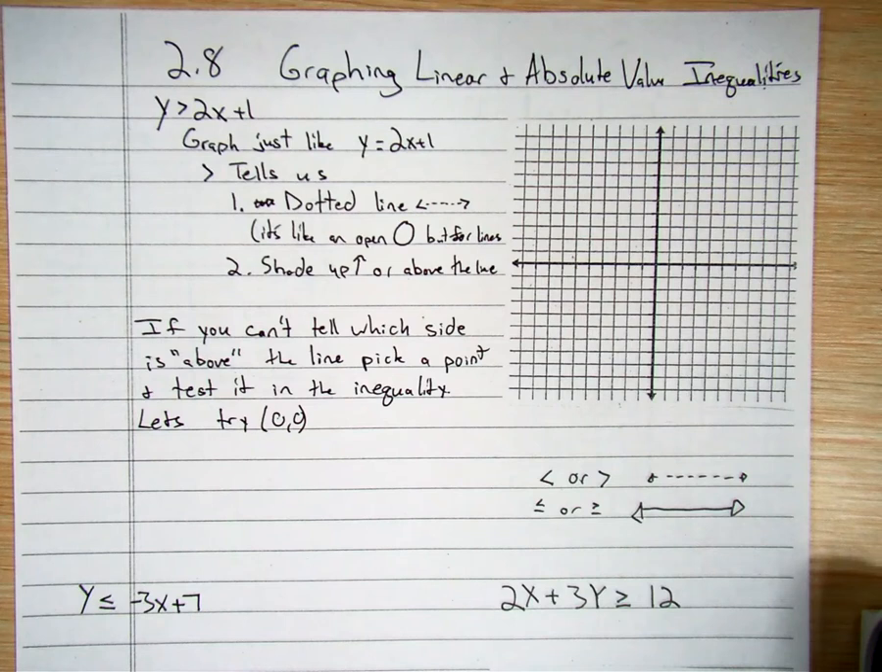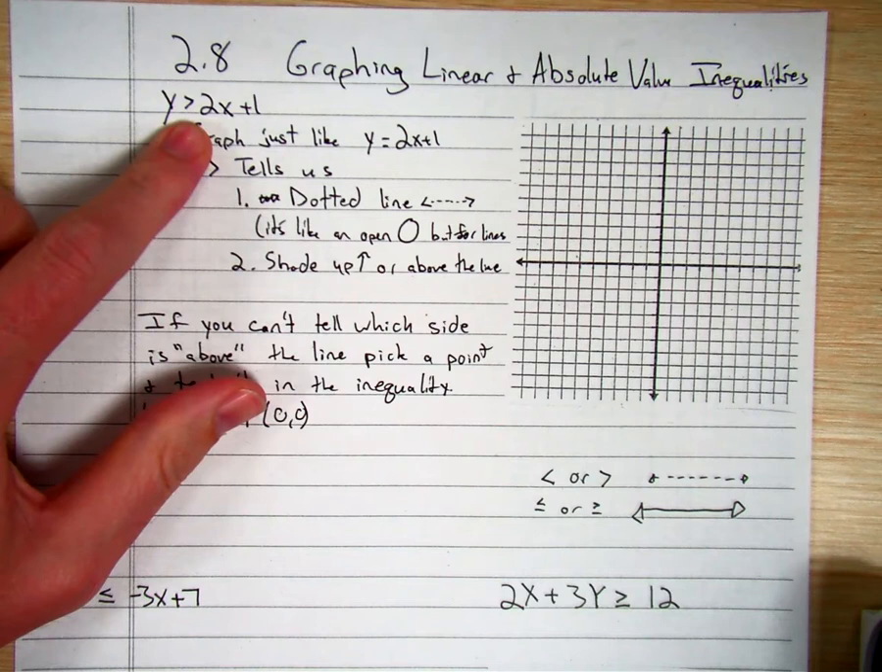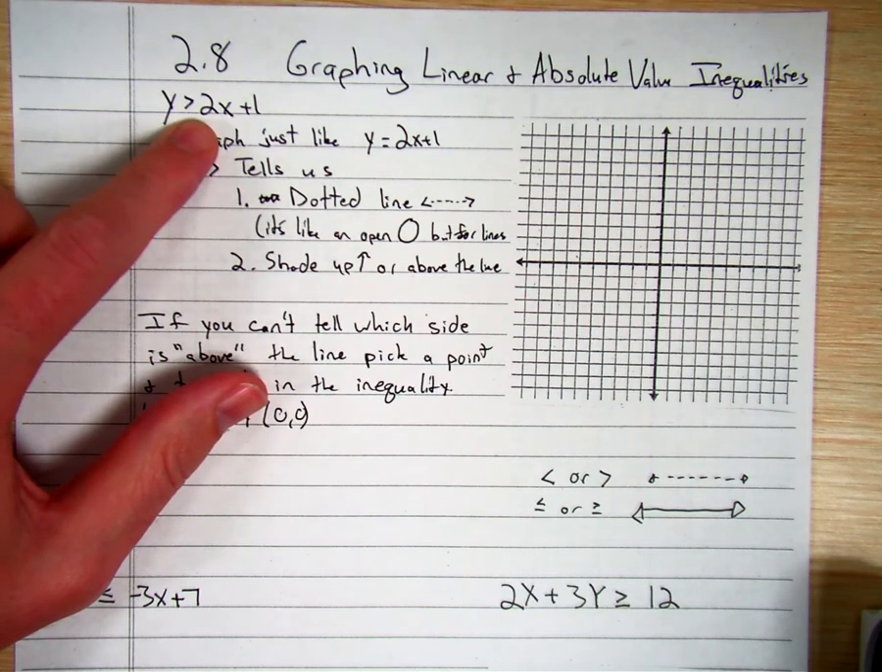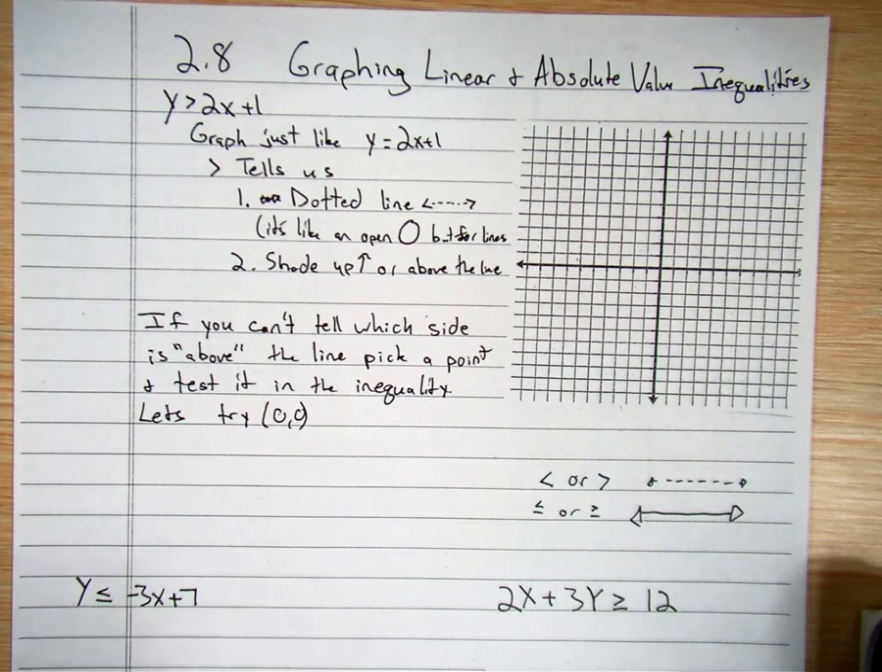2.8, graphing linear and absolute value inequalities. So we're just taking what we were doing before with graphing lines and absolute values, and now we're going to add inequalities. So let's start off with the line one. y is greater than 2x plus 1. Graph just like it's y equals 2x plus 1.